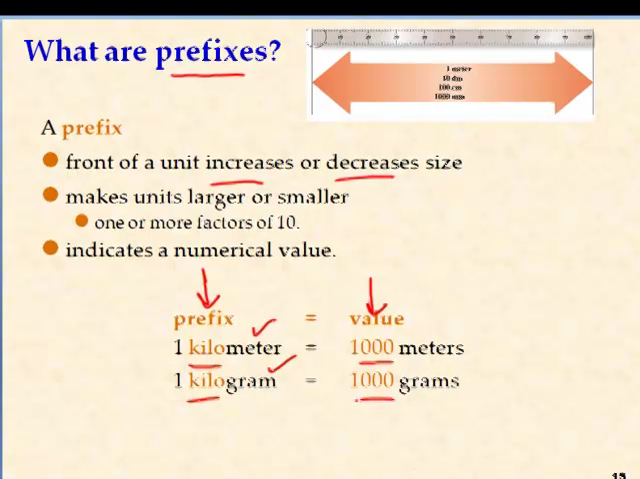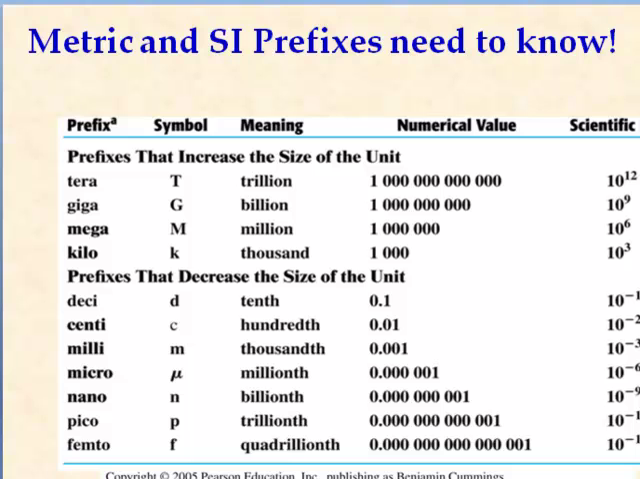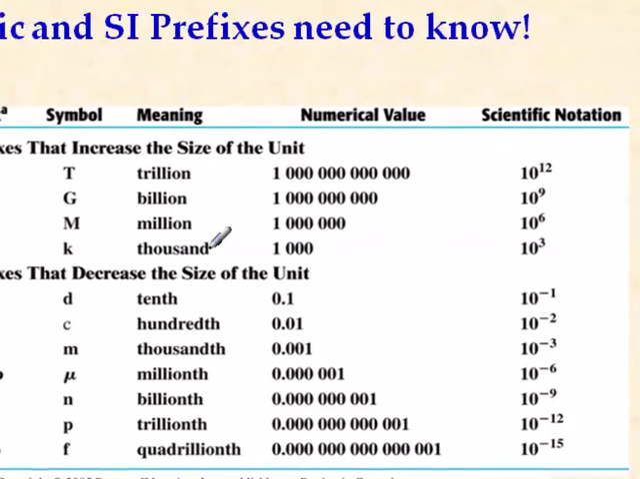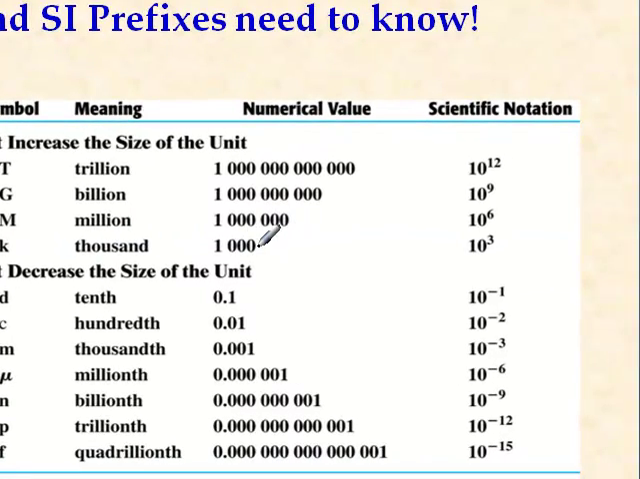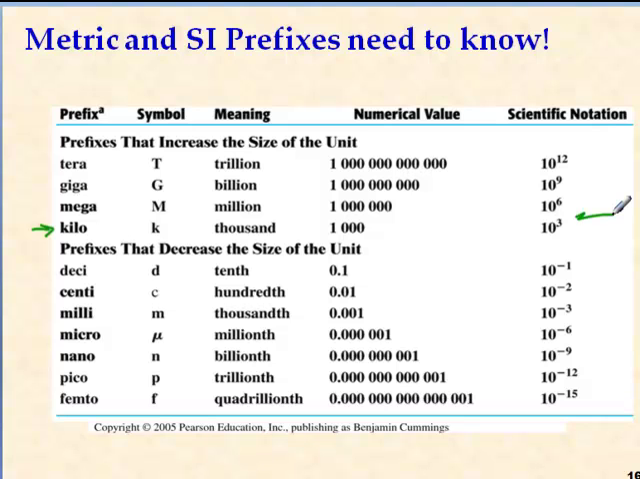Similarly, we have lots of different prefixes that will decrease the size of the unit. So I'm going to highlight which ones you need to know. You need to know kilo. The prefix kilo, the symbol is small k. It means 1,000. The numerical value is 1,000 and it's expressed as 10 to the power 3.